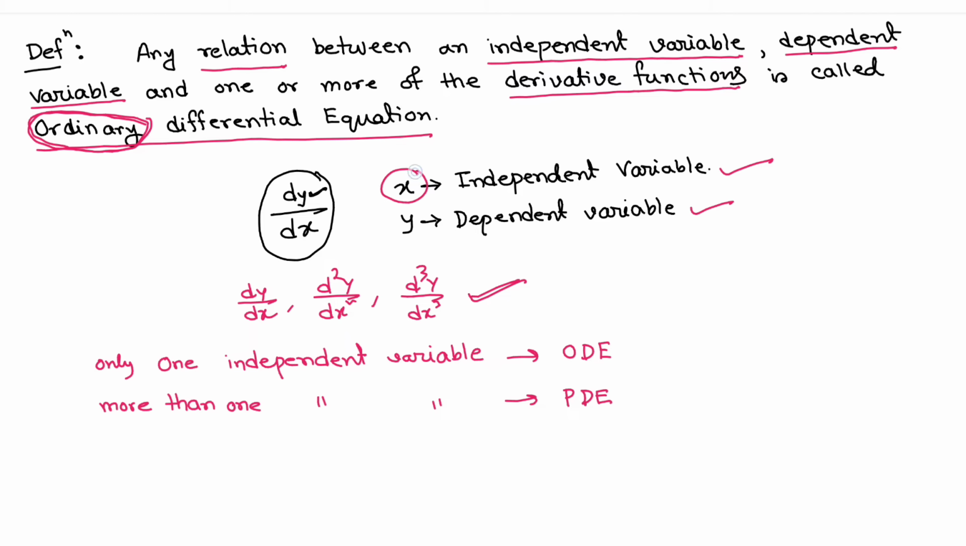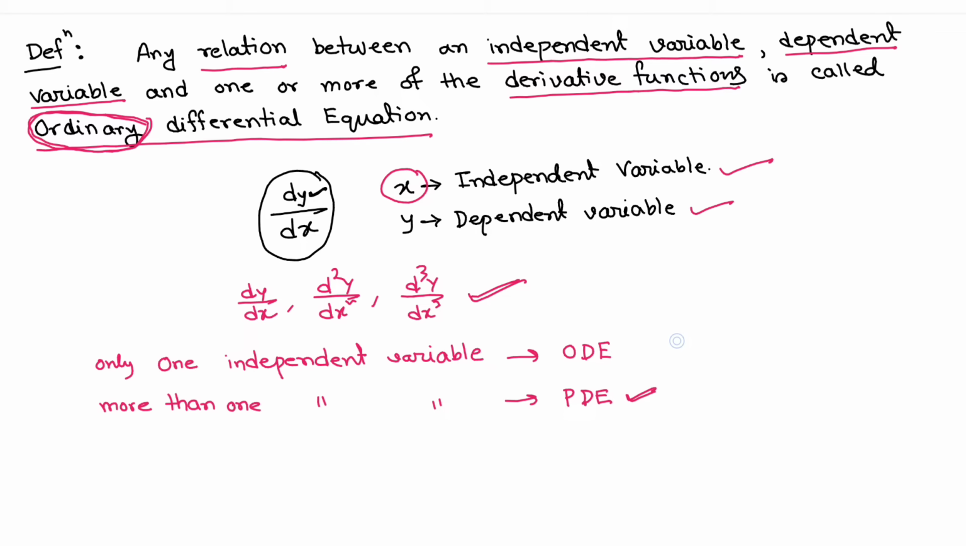Independent variable means x, the variable with respect to which we are differentiating the function. Okay, x is the independent variable. So if in any equation there is only one independent variable, then the equation will be called an ordinary differential equation. And if there is more than one independent variable, then the equation will be called a partial differential equation.